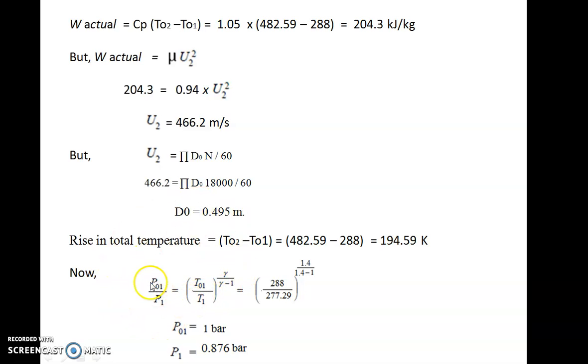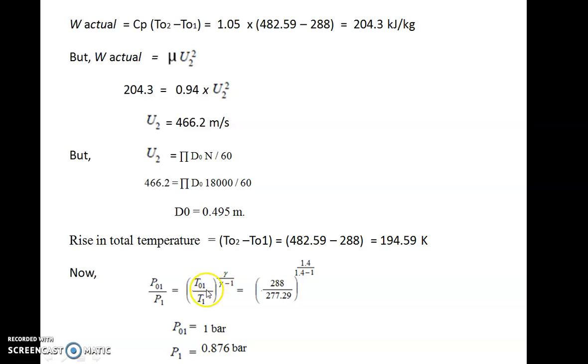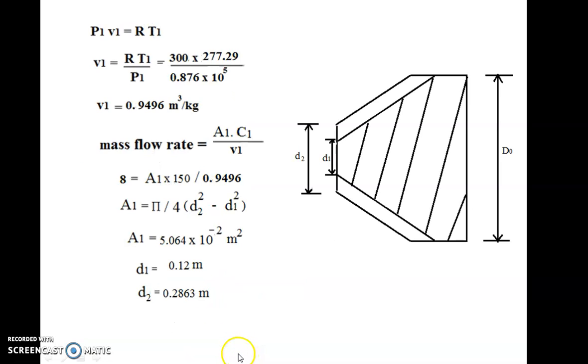From this diagram, P01 and P1 have a relation: P01 upon P1 is equal to (T01 upon T1) raised to gamma upon gamma minus 1, which is equal to (288 upon 277.29) raised to gamma upon gamma minus 1. P01 is given as 1 bar in the numerical, so P1 will come less than P01. It is coming 0.876 bar. Once you know P1, you use P1 V1 is equal to R T1, where R is 300 and T1 is 277.29. This is the static temperature and static pressure. This will give you the specific volume 0.9496 meter cube per kilogram.